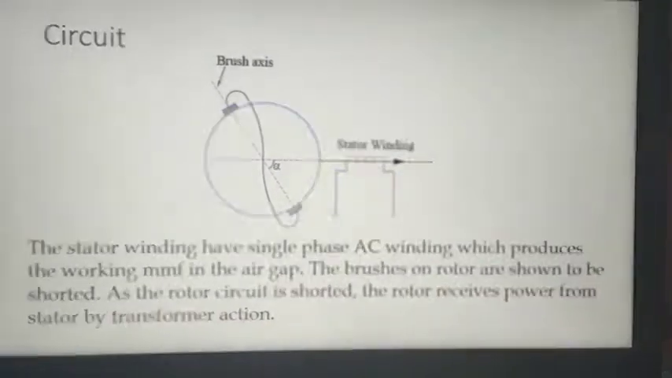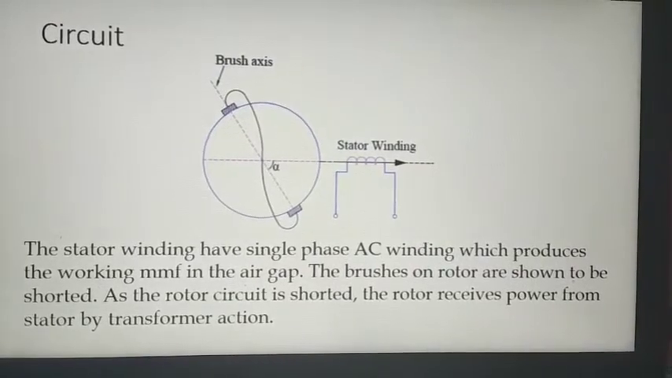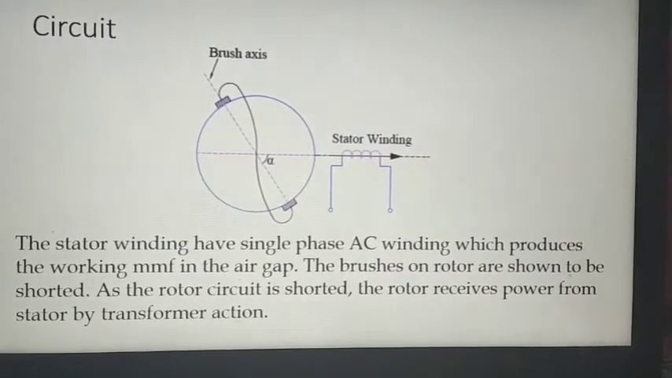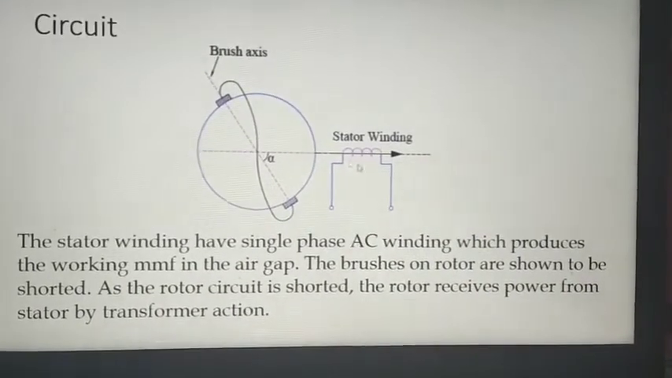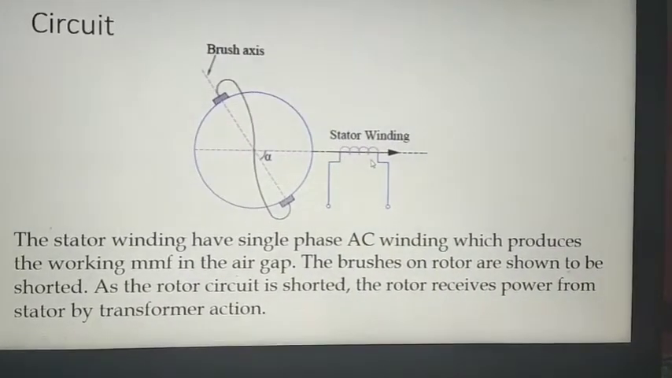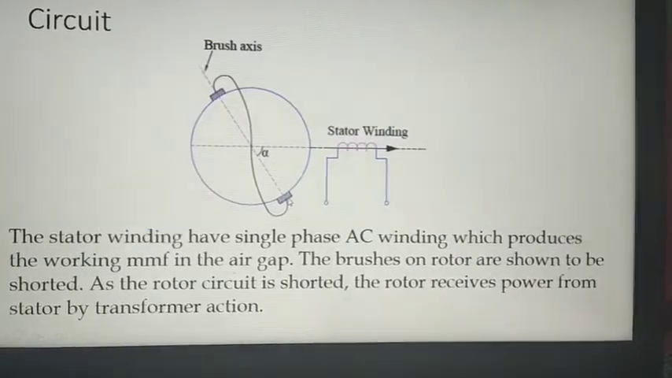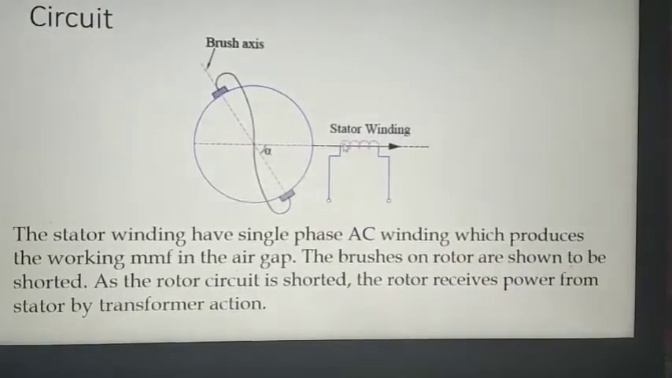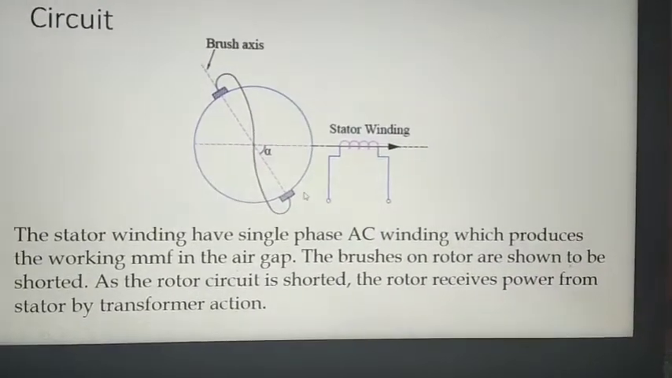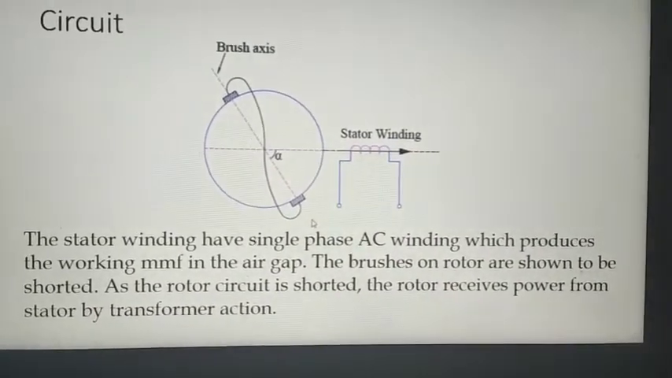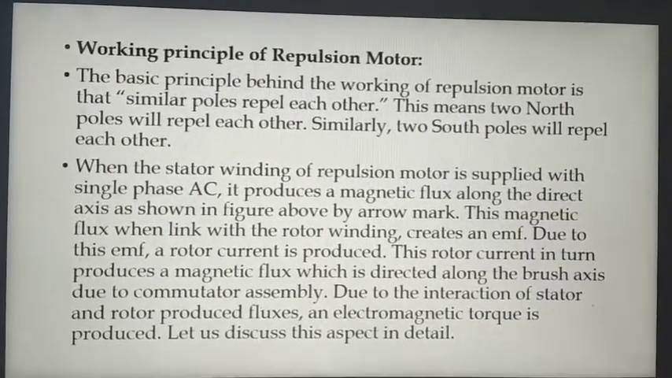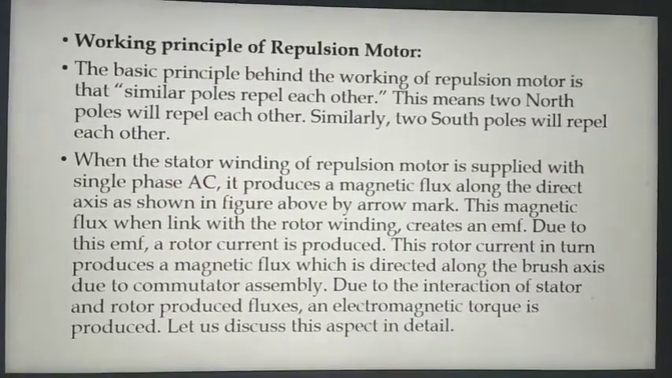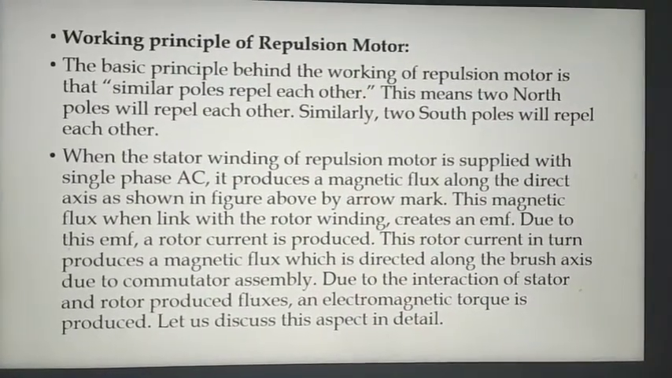This is the circuit diagram for the repulsion motor. Here we have the same poles, and here we have mentioned the stator winding. It will be an electromagnet, so suppose here we have a north pole and here we also have a north pole, then they will repel. By using that we can act as a motor.